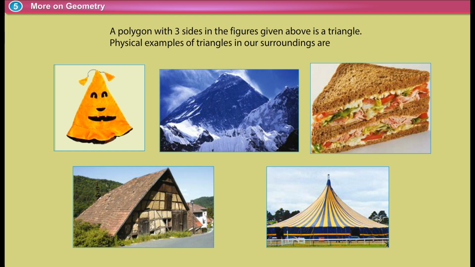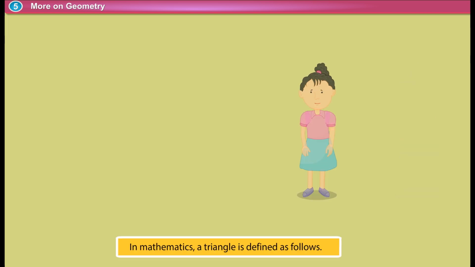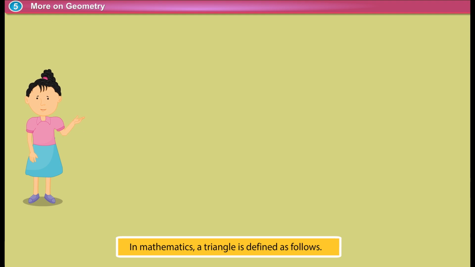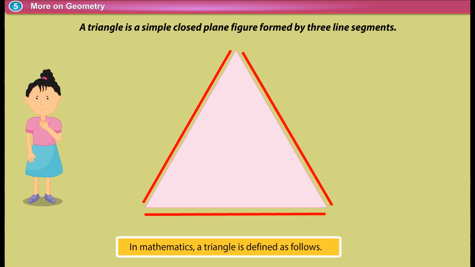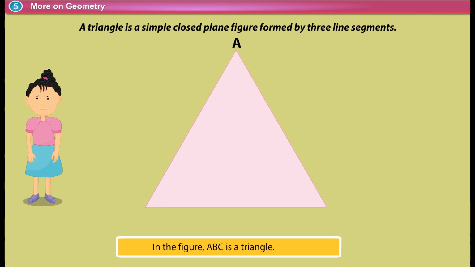Physical examples of triangles in our surroundings are shown. In mathematics, a triangle is defined as follows. A triangle is a simple closed plane figure formed by 3 line segments. In the figure, ABC is a triangle.